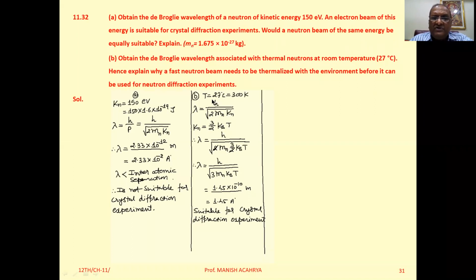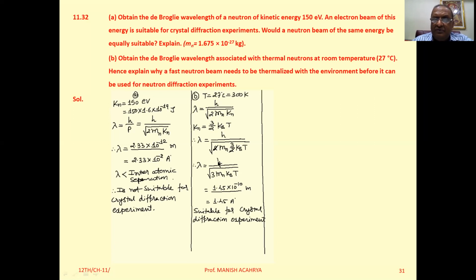Temperature given to you, that is 27 degrees Celsius, that is 300 Kelvin. Now we have the equation lambda equals h upon under root 2 mass of neutron, kinetic energy of neutron. But at temperature T, the kinetic energy of the particle is given by 3 by 2 kBT. So here if we substitute Kn as 3 by 2 kBT, then 2 cancelled. So lambda equal to h upon under root 3 Mn kB into T. Okay.